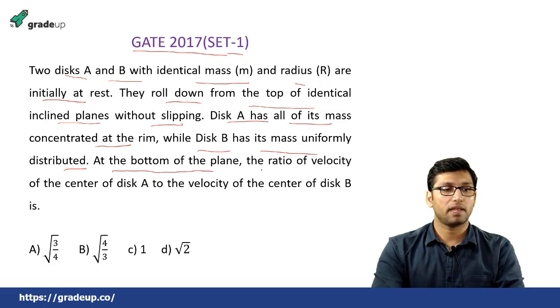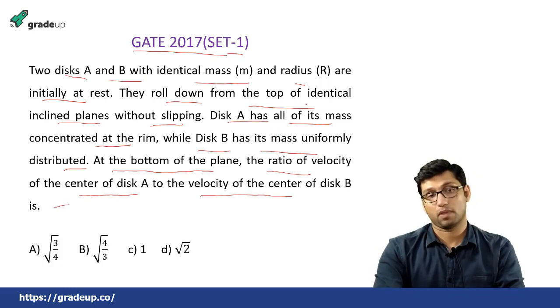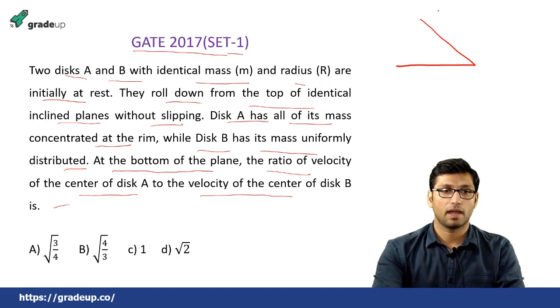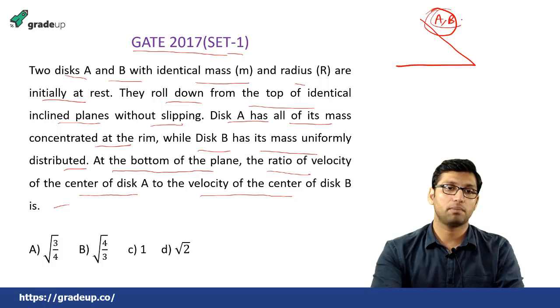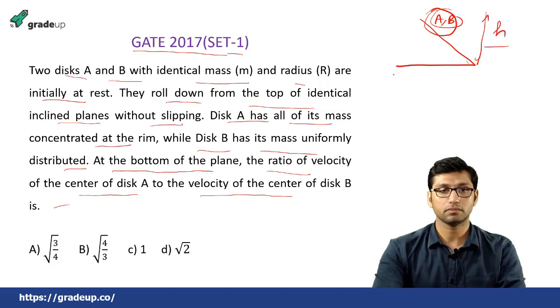At the bottom of the plane, the ratio of the velocity of the center of disk A to the velocity of the center of disk B will be? So this is the case. Suppose this is the inclined plane and the bodies are rolling down without slipping. There are two bodies, A and B, which are rolling down this plane. Suppose this height is h. They are rolling down this plane.